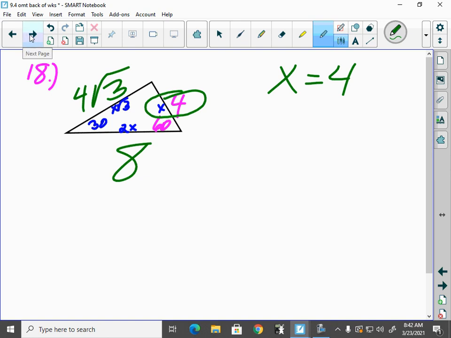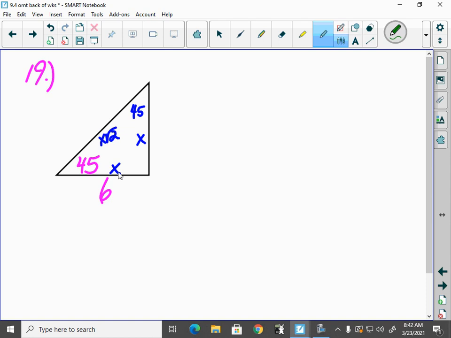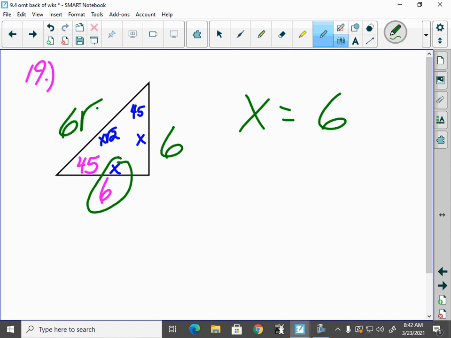Next. Number 19. Oh, this is just as easy as the one before it. X equals 6. So this is 6, and that's 6 root 2. Okay, so the blue stuff is the thinker stuff, okay? Because you really didn't have to think to get the rest of the answers, right? The blue stuff is the important stuff. Okay.